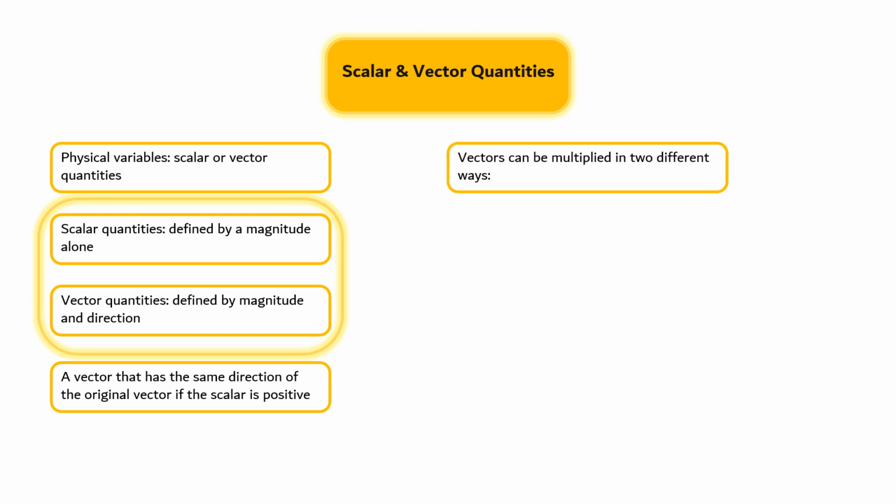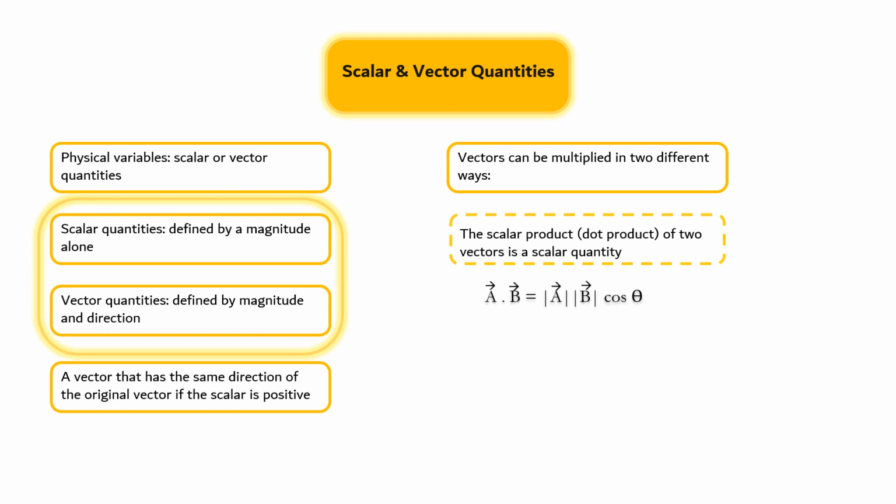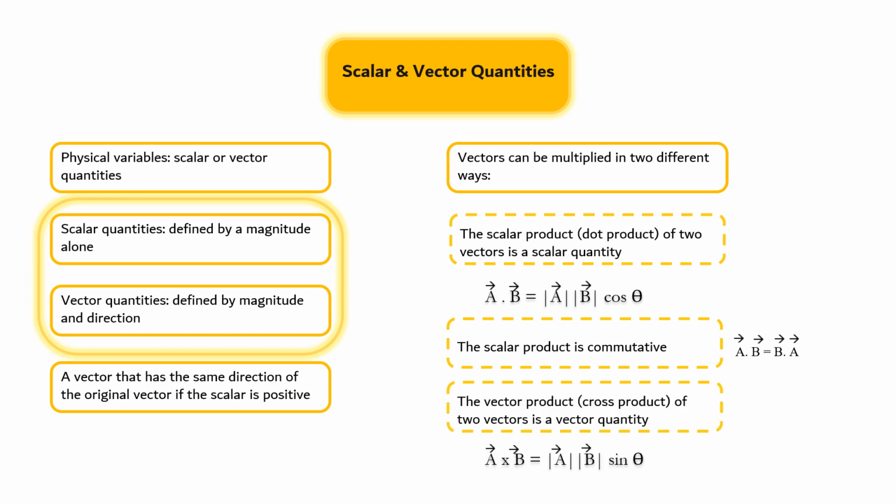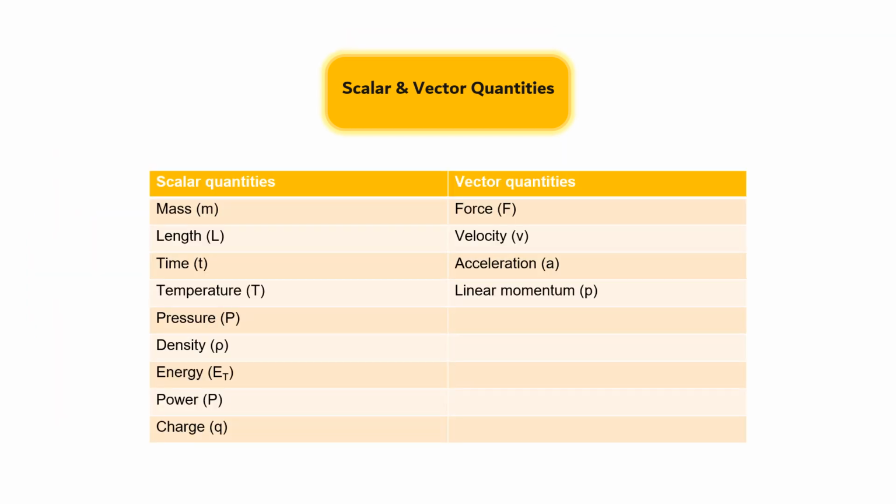Vectors can be multiplied in two different ways. The scalar product, or the dot product, of two vectors is a scalar quantity. The scalar product is also commutative. The vector product, or the cross product, of two vectors is a vector quantity. Examples of scalar quantities include mass, length, time, temperature, pressure, and so on. Whereas vector quantities include force, velocity, acceleration, and linear momentum.